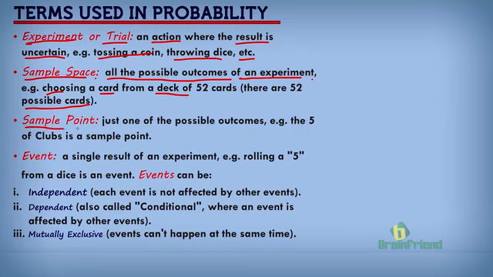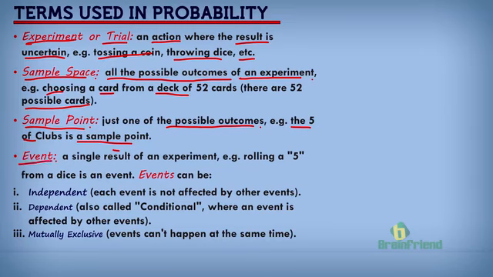Sample point. Now, the sample point, for instance, the issue of the card we just had, when you consider just one possible outcome, we say that is the sample point. For instance, if you pick the 5 of clubs from a deck of cards, that is a sample point. Just one possible outcome out of all the 52 possible outcomes.